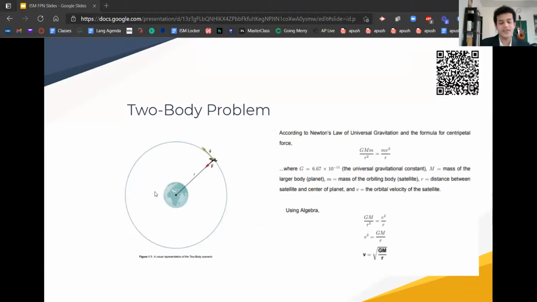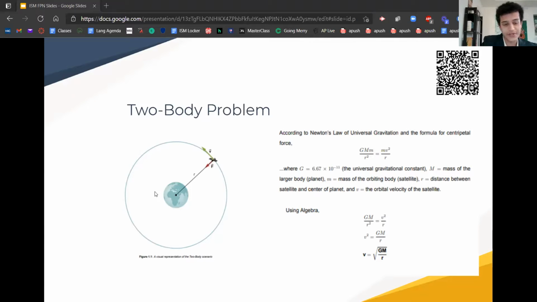So before we actually get into how to solve the problem, let's discuss the two-body problem, which is drawn out in this diagram on the left. You can see we have the Earth and a hypothetical satellite orbiting the Earth. What we do is use the law of universal gravitation and equate that to the centripetal force exerted on the satellite.